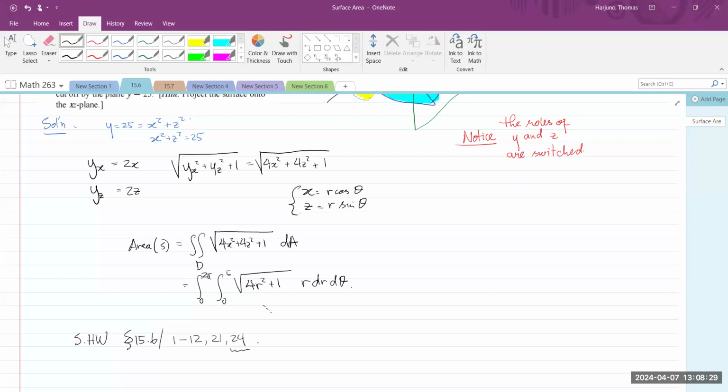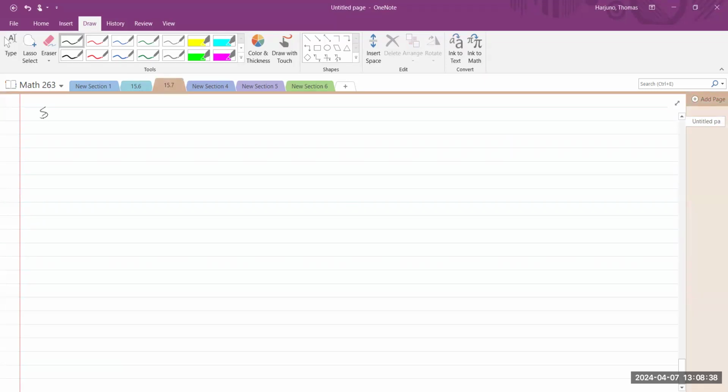Okay, now let's go on to the next section. Section 15.7, triple integrals. This section is very heavy. Why is it hard? We will need to be able to set up the integral. The challenge will be in setting up the integrals based on the solid we see in three dimensions. Now, let's get the idea first.